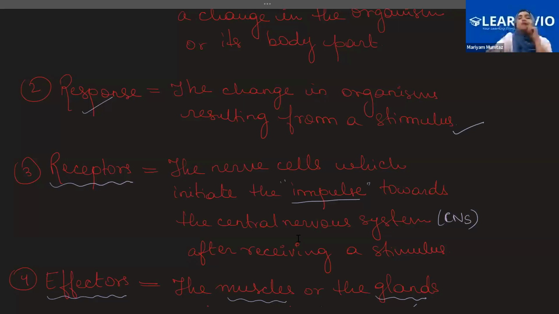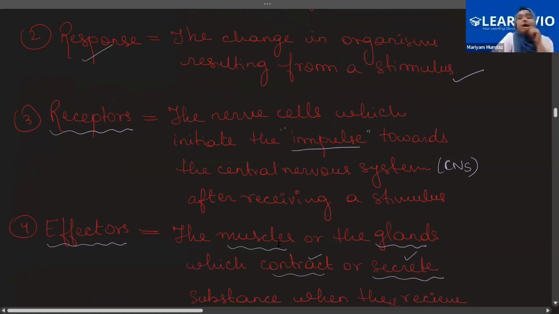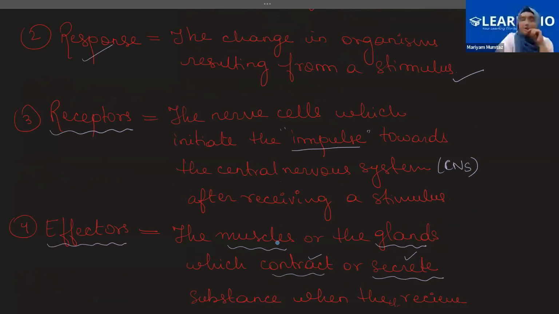Now, after that, we come on to receptors. Receptors are the nerve cells in our body which initiate the impulse, meaning the signaling part of our body is initiated by the receptors. And what happens is that it initiates the impulse towards the central nervous system. Now, the central nervous system contains the brain and the spinal cord.